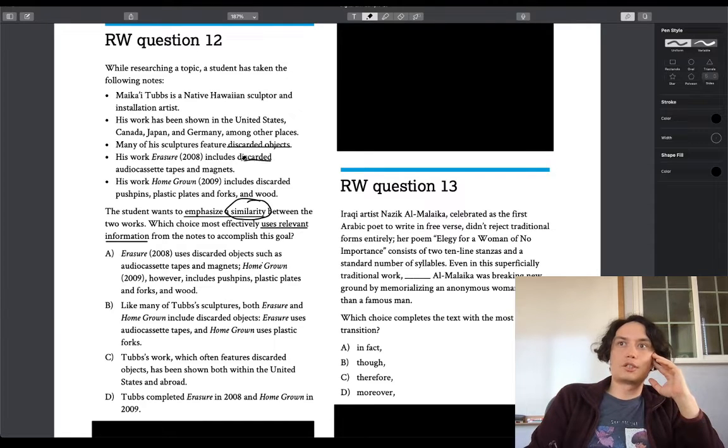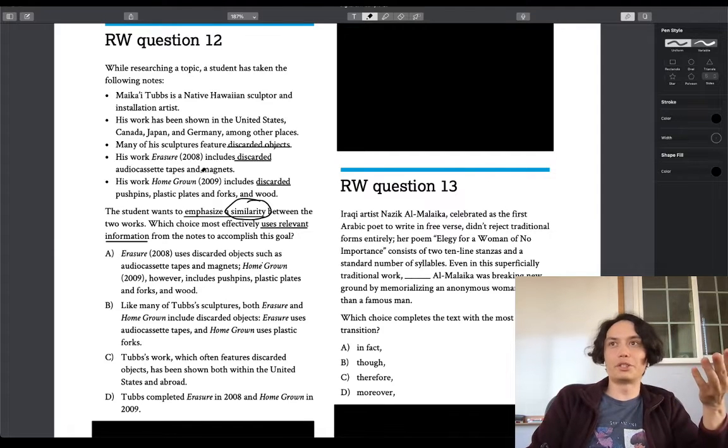Look at all these discarded things. Oh, they're so similar to each other. This work is discarded stuff. This work is also discarded stuff. Yeah, the things are different. Cassette tapes versus magnets, you know? Push pins, plastic plates, and forks, wood, but they're all discarded stuff.